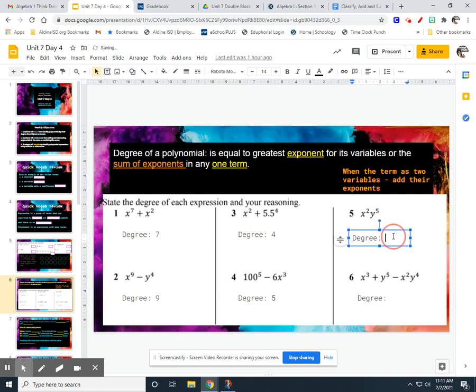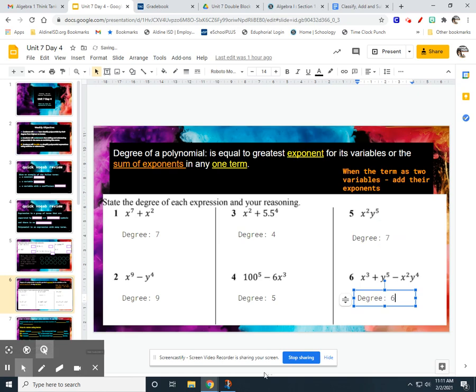And here, there's 2 variables, so we add the exponents. So 2 plus 5 is 7. There's 2 variables and they're only one term. There's no plus or minus separating them. So I'm going to pause here and let y'all figure out what this one is. All right, here you go. It should be 6 because this is 3, 5, and then this is one term, so we have to add it together, and that's 6.